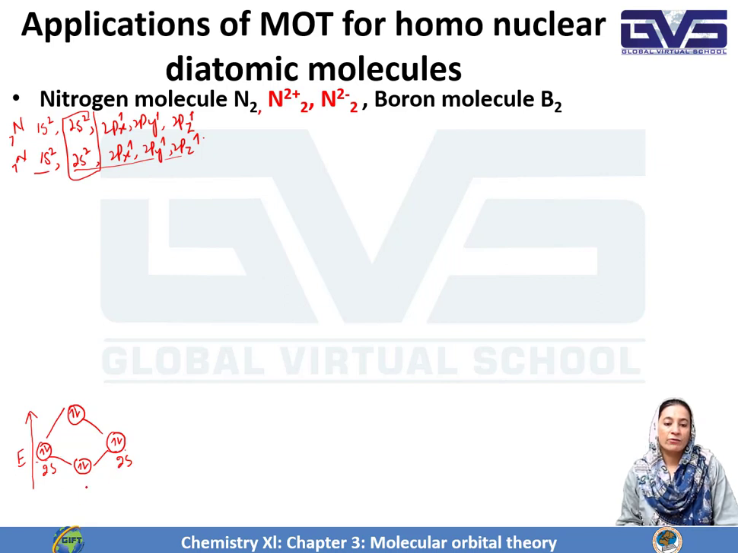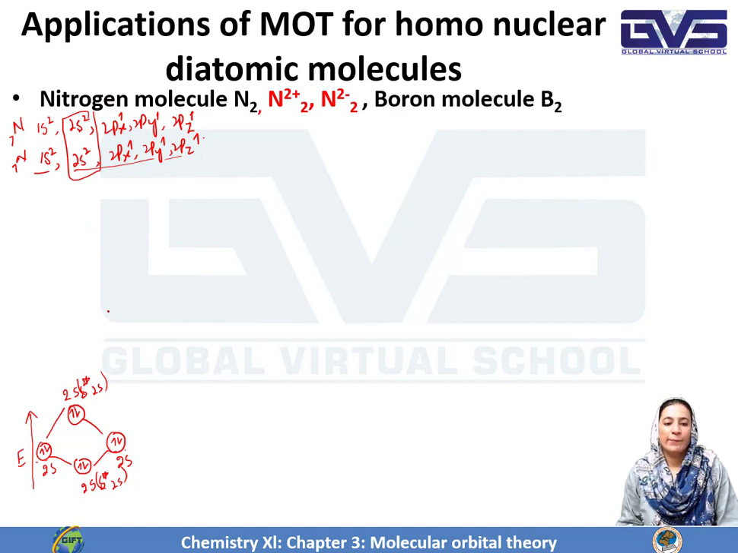So 2s and 2s form sigma. This is the sigma 2s bonding molecular orbital, and this is sigma star 2s, the sigma star antibonding molecular orbital. You can also write it as sigma star 2s. And now we come towards the 2p orbitals.